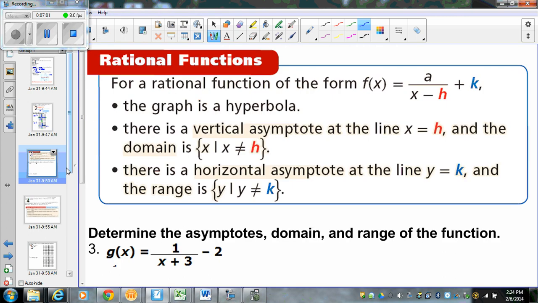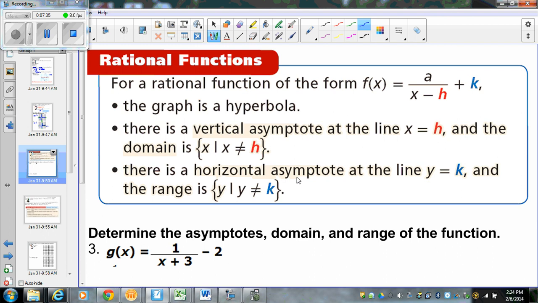But the important stuff we're going to get into are the actual components of all rational function graphs. And we're going to start with talking about the vertical and the horizontal asymptotes. So for a rational function that's in the form a over x minus h plus k, the graph will always look like a hyperbola, like the 3 that we've done so far. The vertical asymptote would be the line x equals whatever this h value is. And so the domain restriction would be x such that x does not equal whatever that number is. And we'll talk about y in just a minute.